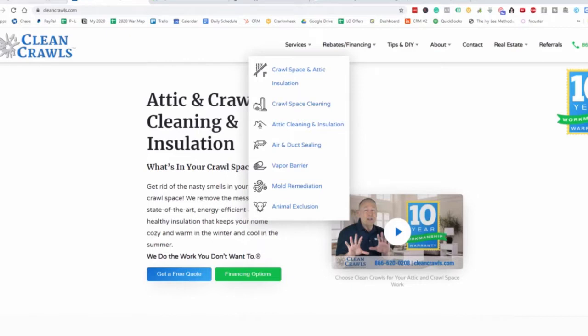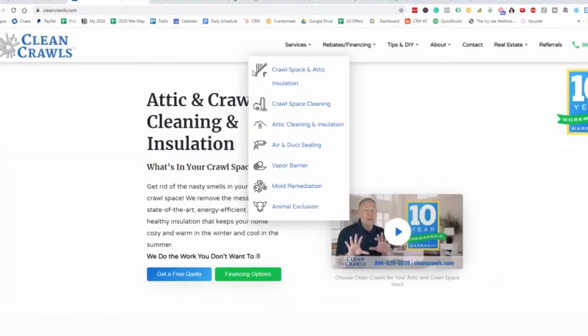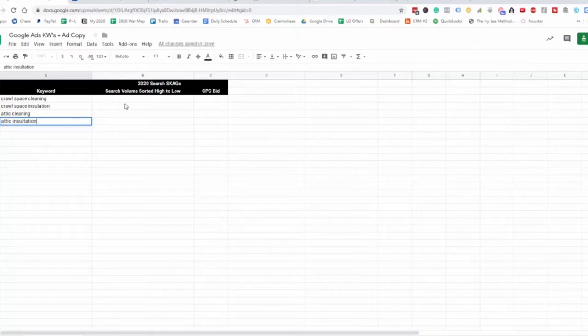Let's go ahead and add these in here at the very top. We don't even need to do the keyword research for the top level, we will for the additional keywords. We know that we have crawl space cleaning, and then crawl space insulation, and then the attic cleaning, then the attic insulation. And we'll be able to find the keyword search volume and CPC in a second.